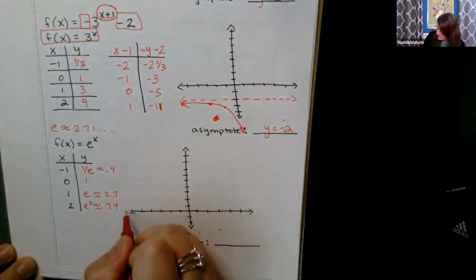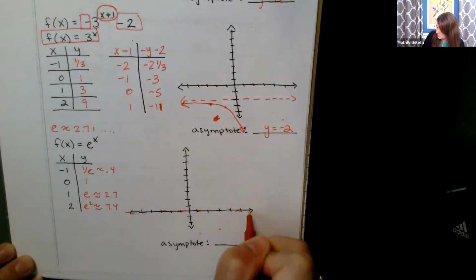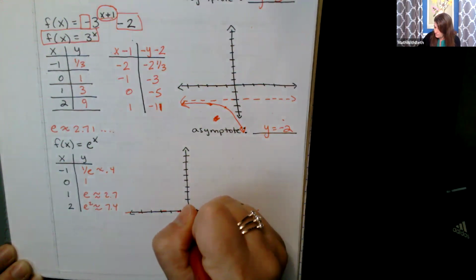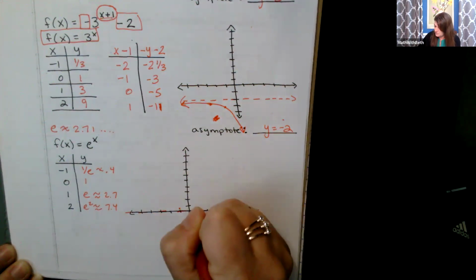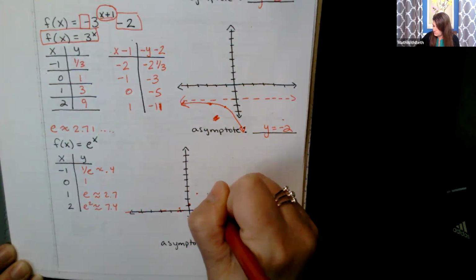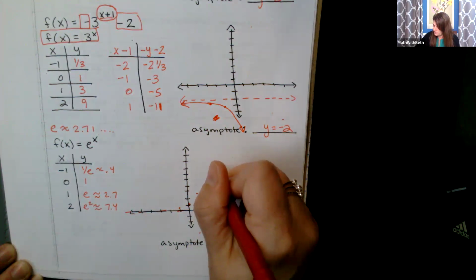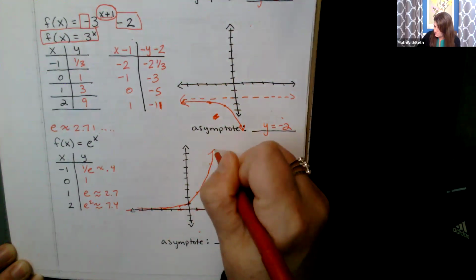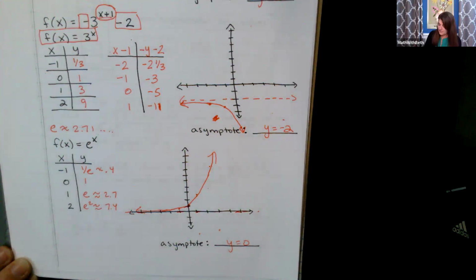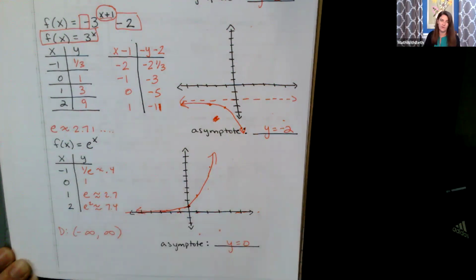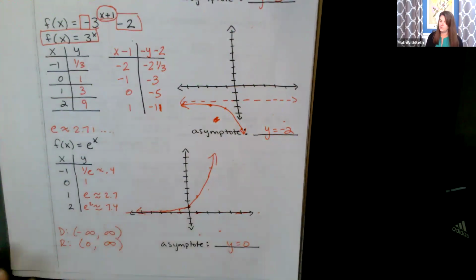Because nothing's been added or subtracted, I would still have my same asymptote at y equals 0. So negative 1 would be about 0.4, about there. 0, 1, 1, 2.7, 2, 7.4. So it would again come through here like that. If they ask the domain of this, it is all real numbers. So we're going to the left and to the right forever. If they asked you the range of this, it would be 0 to infinity.